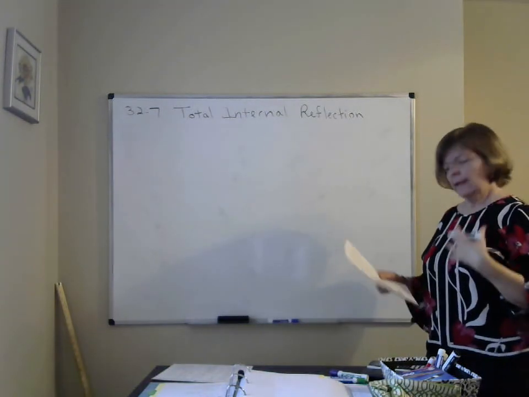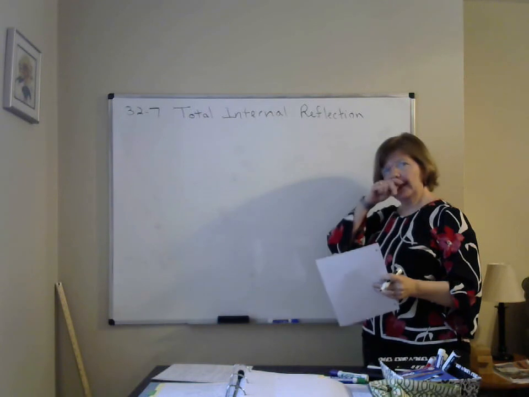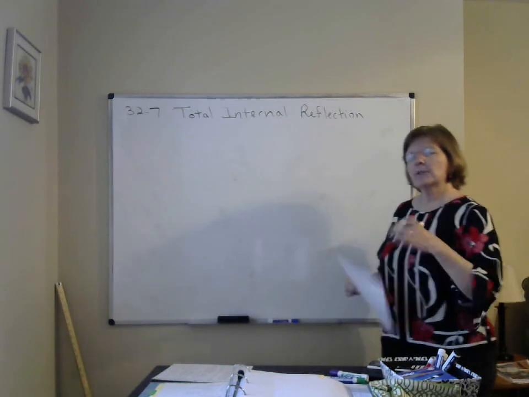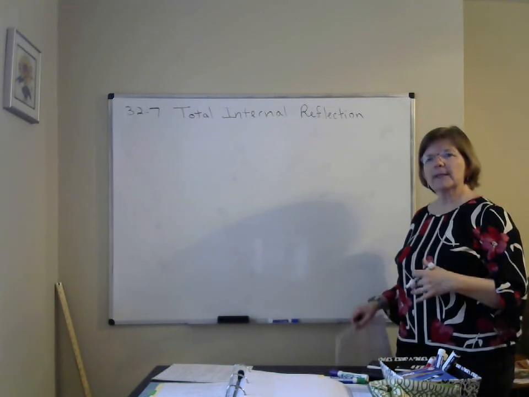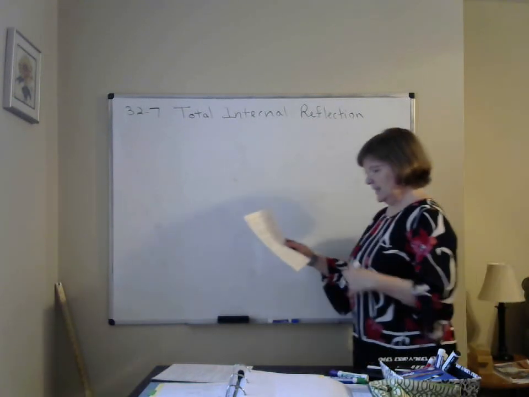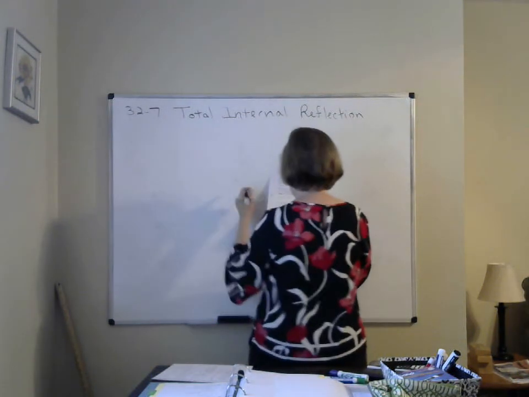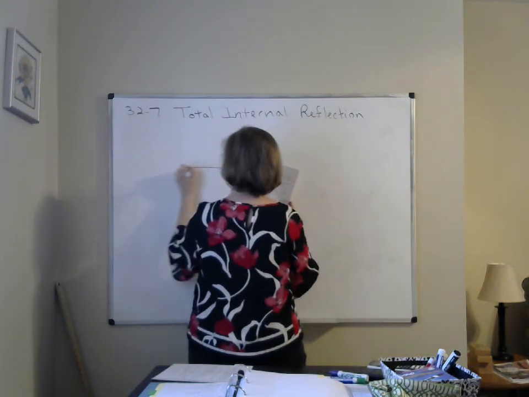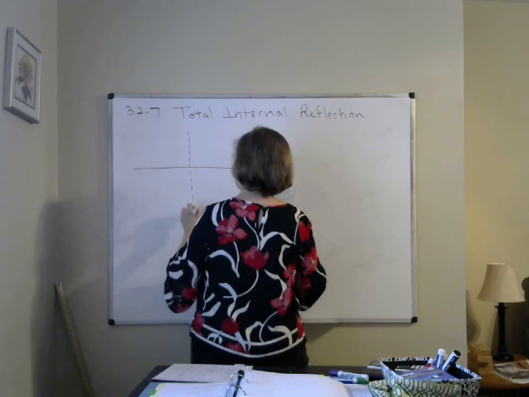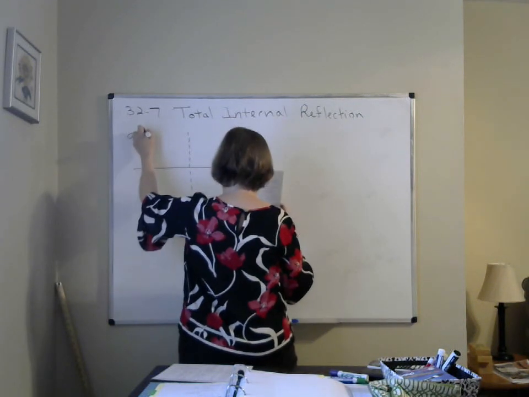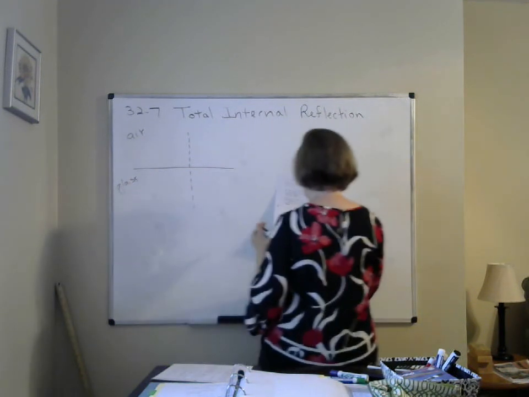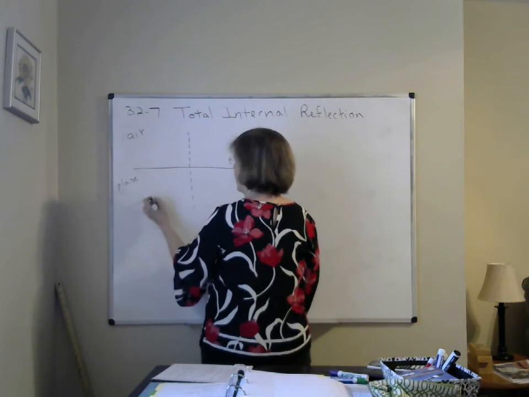All right, we know that when light changes mediums, it can refract toward or away from the normal. Total internal reflection can only occur when light is in a material with a high density and it's trying to get into a material with a lower density. So for example, suppose I have air here and I have some type of glass down here. I have a ray that's coming in.